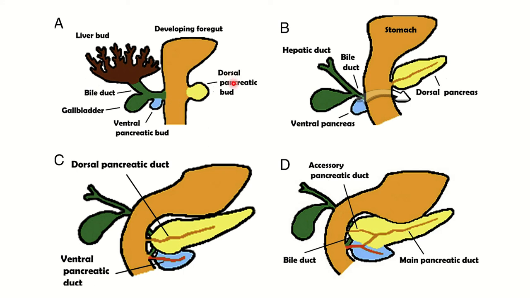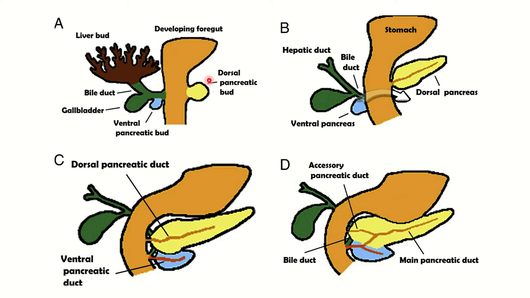Here is the dorsal pancreatic bud, and here the ventral pancreatic bud. From the ventral pancreatic bud we can see the other structures present. This is the hepatic bud, and from the hepatic bud or liver bud there are the liver, bile duct, gallbladder, and with them the ventral pancreatic bud. That means the pancreas develops from the ventral pancreatic bud and the dorsal pancreatic bud. The ventral pancreatic bud lies ventrally, that means anterior to the duodenum. On the other hand, the dorsal pancreatic bud lies posterior to the duodenum.